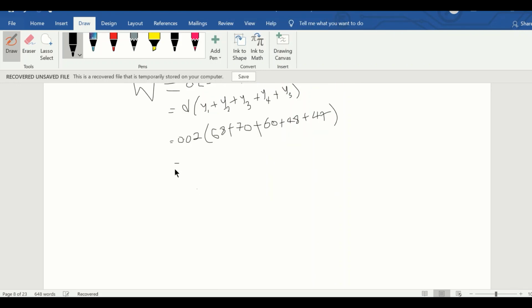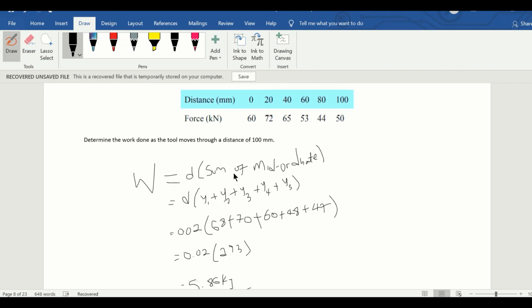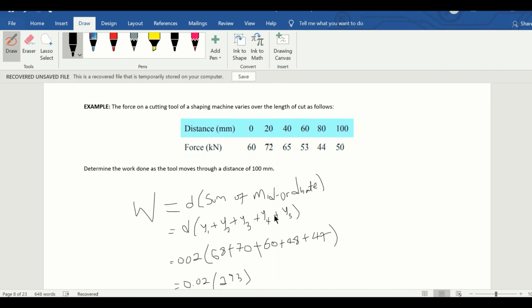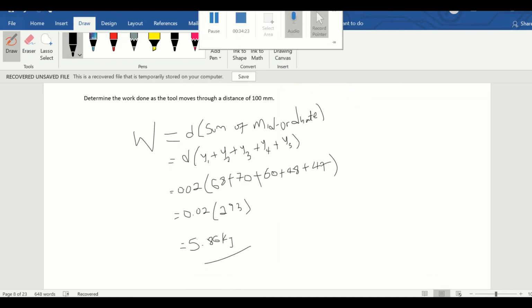So therefore, my 0.02 times the sum of all these, 293. Now 293 times 0.02 will give us 5.86 kilojoules. So here is the work done as the tool moves through a distance of 100 meters. It is 5.86 kilojoules.